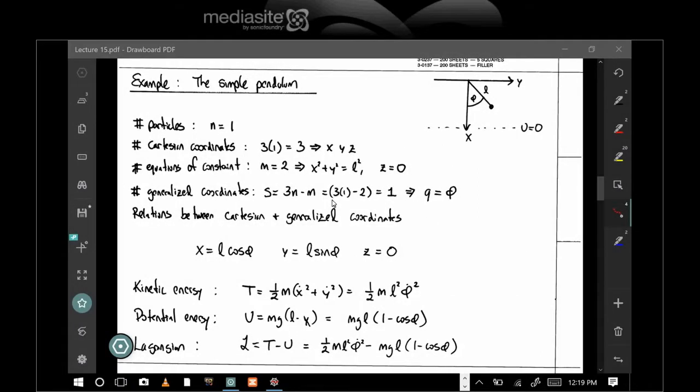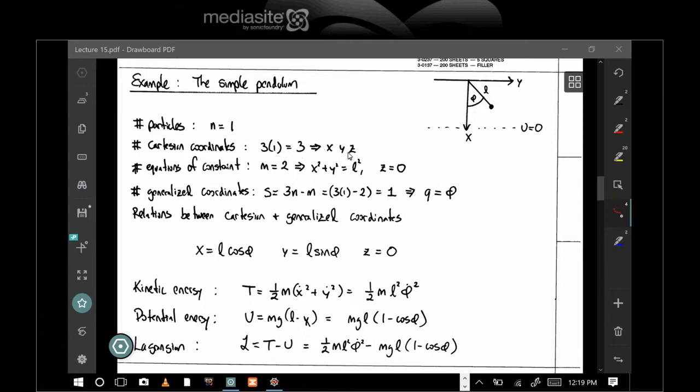Now let's go through this list and figure out, all right, what are my equations of constraint? What are my relationships between the Cartesian coordinates and generalized coordinates, and how many generalized coordinates am I going to get? So how many particles do I have? I have one particle, so n equals 1. How many Cartesian coordinates do I have? Well, technically, for one particle, it can move in 3 dimensions. Everything's 3 dimensions, so I have 3 times 1, or 3: x, y, and z.